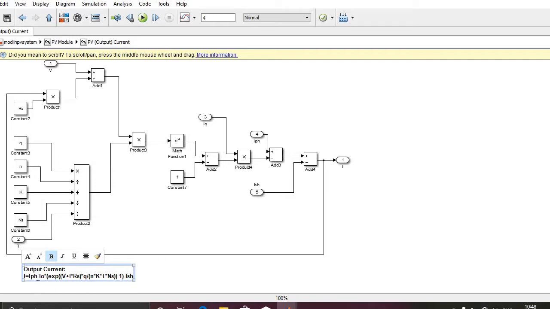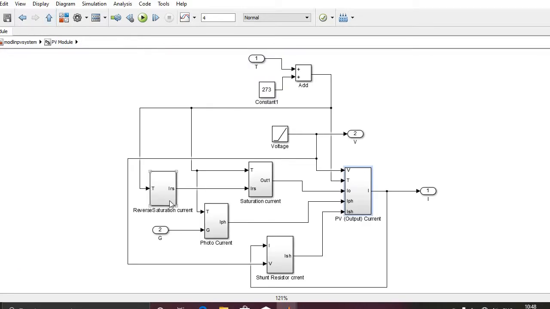Now IPH minus this I0 whole term. So again we have to add IPH minus this whole term. Again the final ISH is with the negative sign, so we have to put port number 5, ISH, with negative sign, and port number 1 will give our output current I.